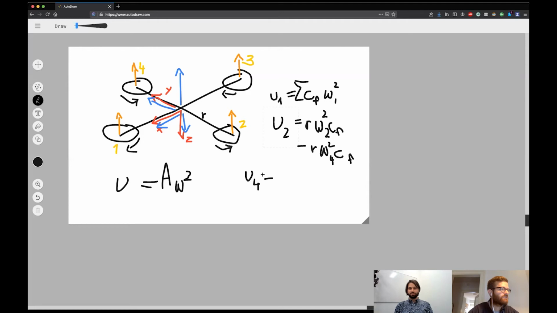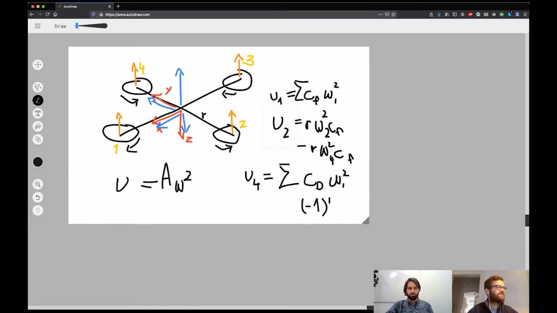And then U4 is the sum of now CD, the drag torque, times omega squared, times the rotation direction. So this would be then usually -1 to the power of i. So depending on what rotor we look at, we have to do plus or minus the rotation speed squared times the drag torque to get the total torque around the z-axis.